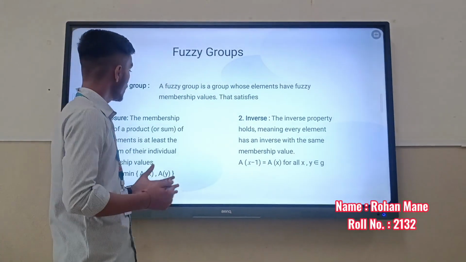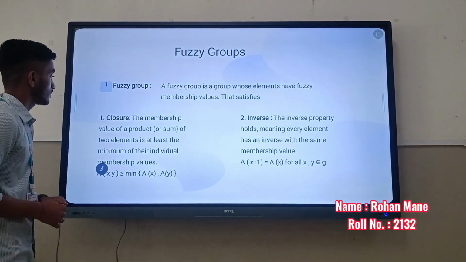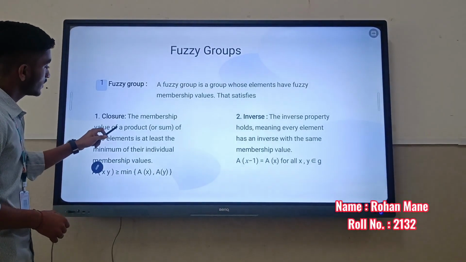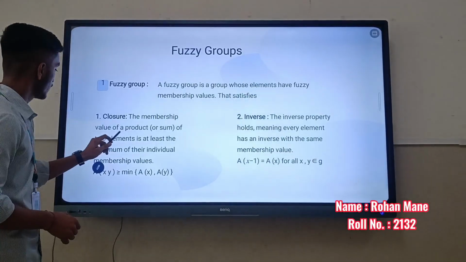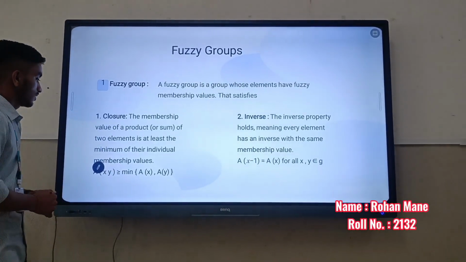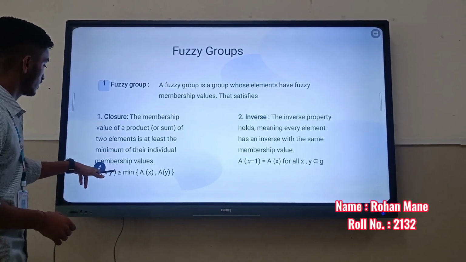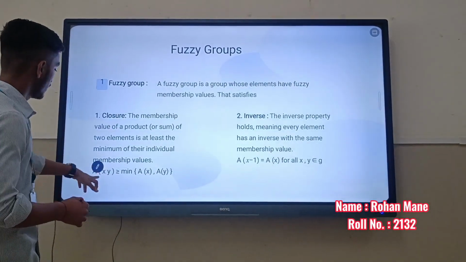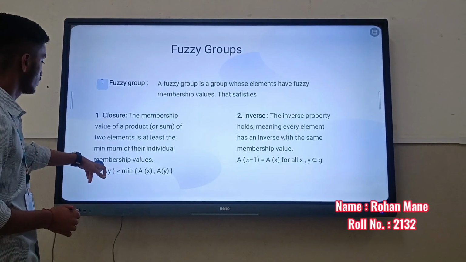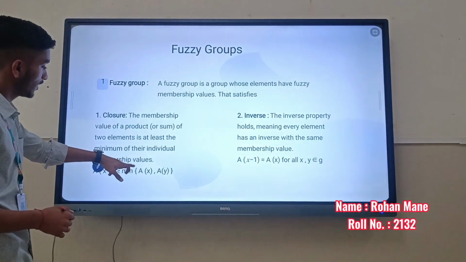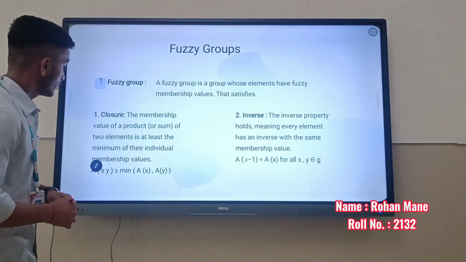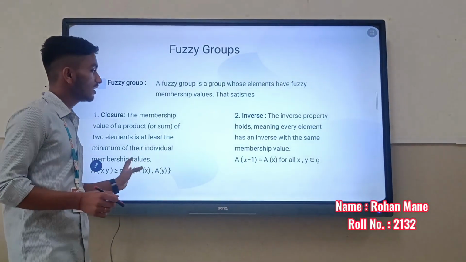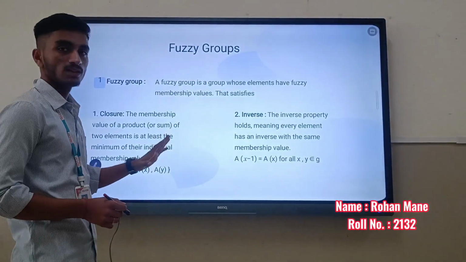So how do we define the closure property? Closure means the membership value of the product or sum of two elements is at least the minimum of their individual membership values. Here we take any product or sum: A of x into y is greater than or equal to the minimum of A of x and A of y. So just remember these things. Don't get confused, I will explain in detail with the help of examples.